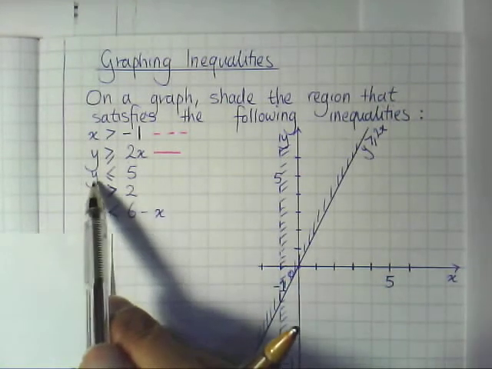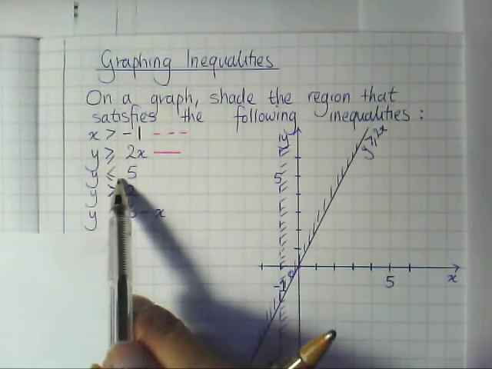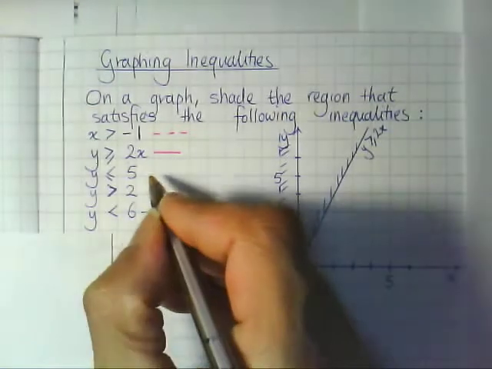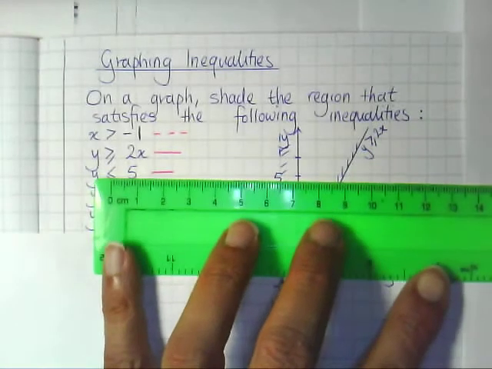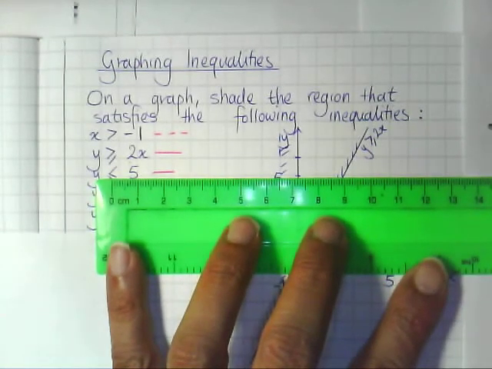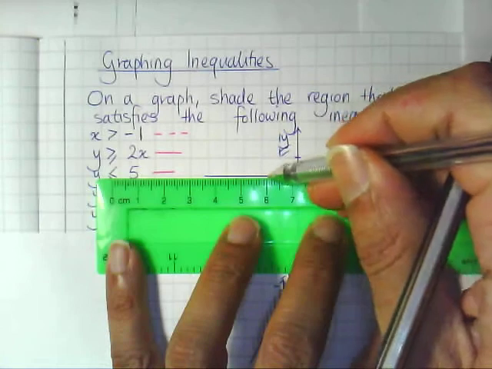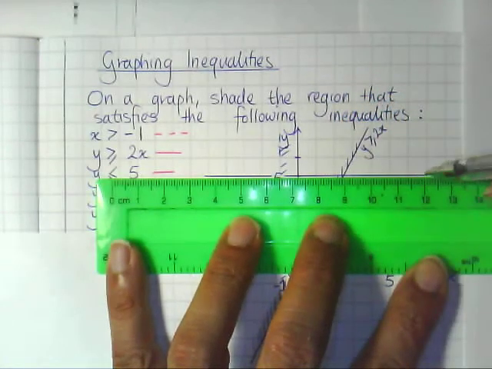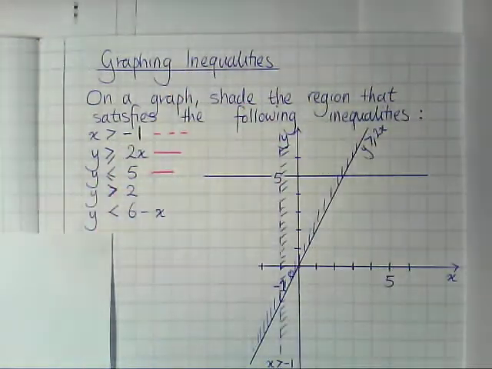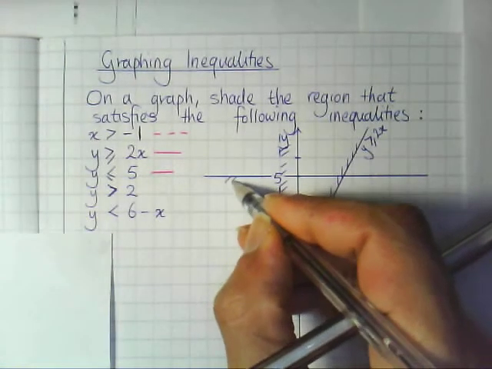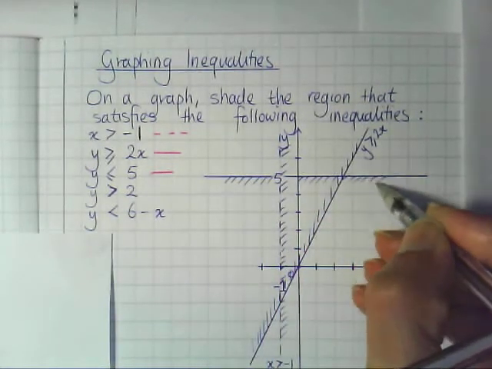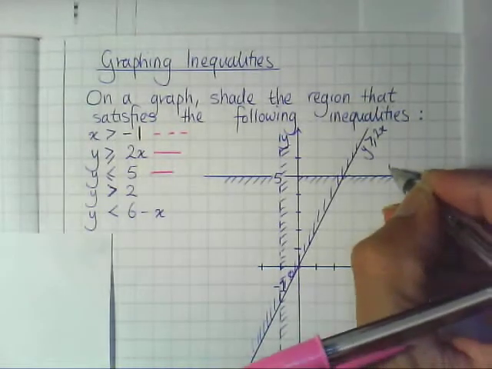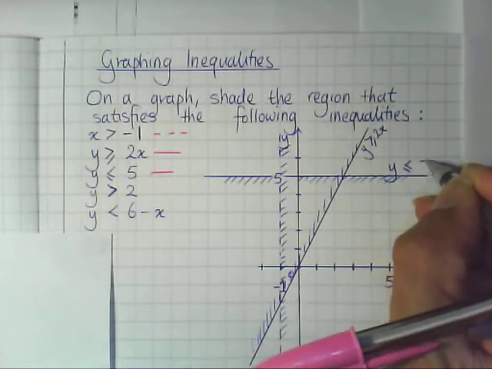Now for the third inequality, y is less than or equal to 5, so we know it's going to be a solid line again, and it's going to be a horizontal line at 5. And it's less than or equal to 5, so we can shade below. And that is y is less than or equal to 5.